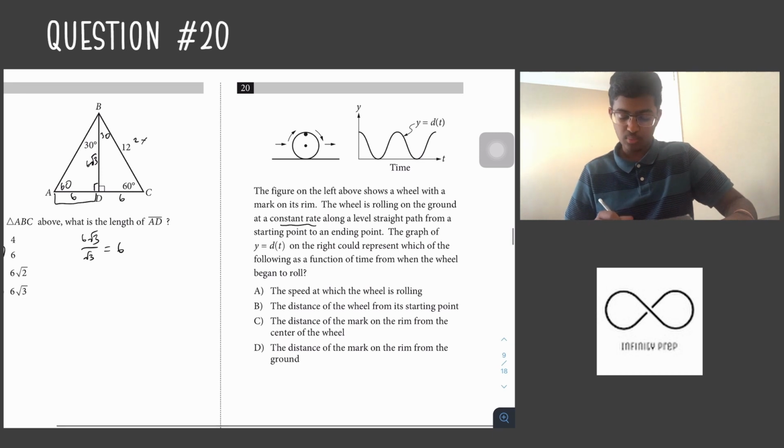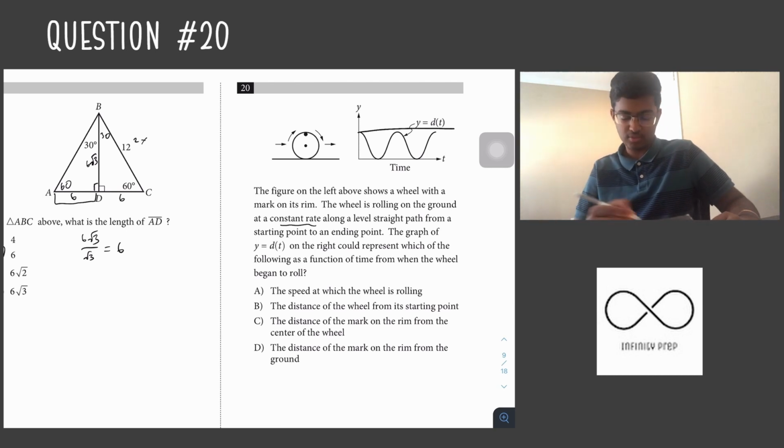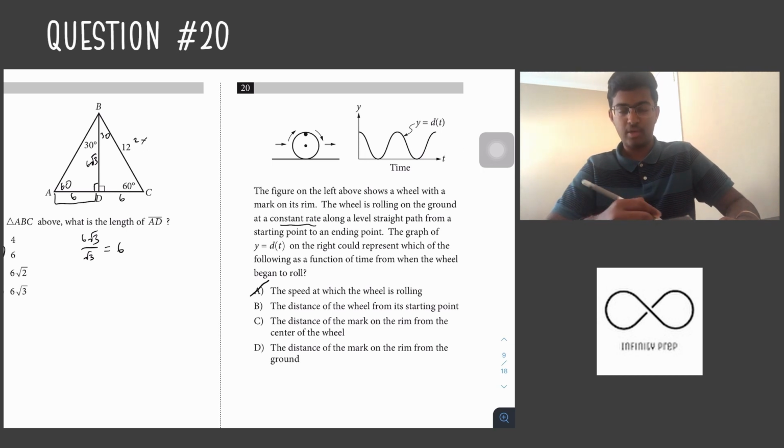The speed at which the wheel is rolling. It says the wheel is rolling on the ground at a constant rate, which means that its speed isn't changing. So it should be a flat line if its speed isn't changing. So A is incorrect. The distance of the wheel from its starting point. The distance of the wheel from its starting point increases linearly because it doesn't fluctuate. It should go like that if answer choice B were to be right.